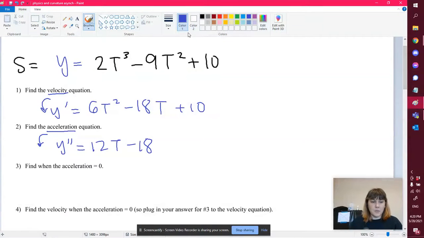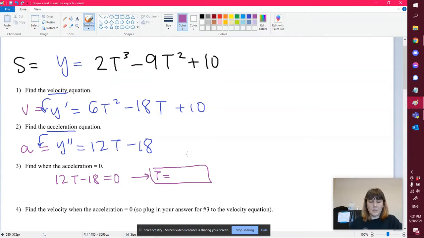And now we just have to know that whenever they say velocity, they mean first derivative. Whenever they say acceleration, they mean second derivative. And whenever they say position, they mean the original function. All right, find when acceleration equals 0. We're just going to go ahead and set our second derivative equal to 0 and do some algebra. All right, I'll let you finish that one out.